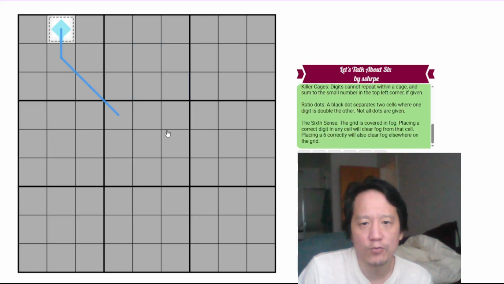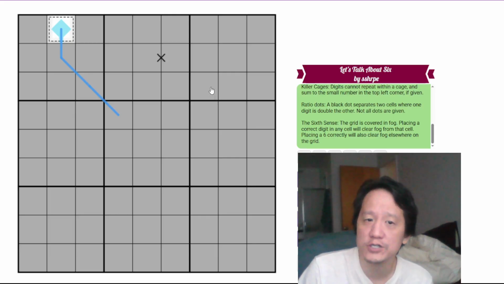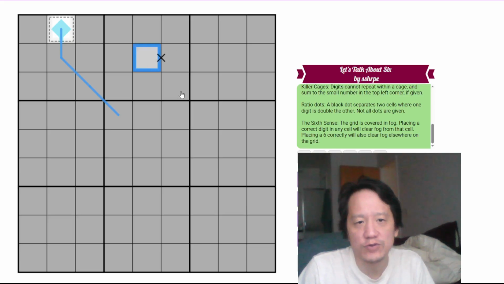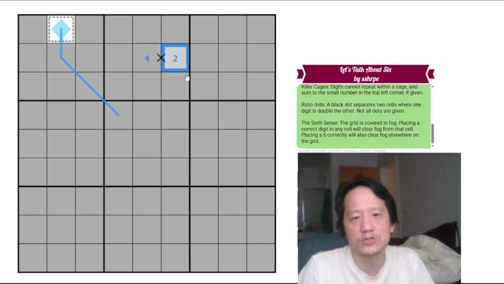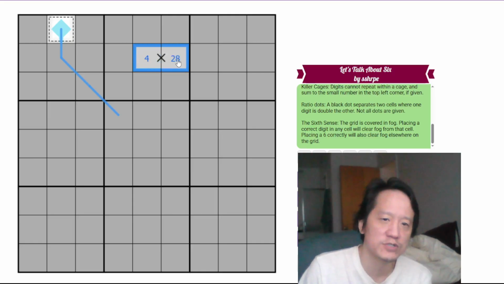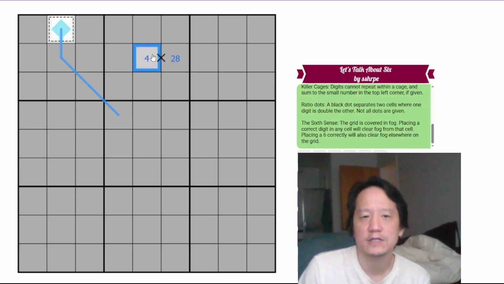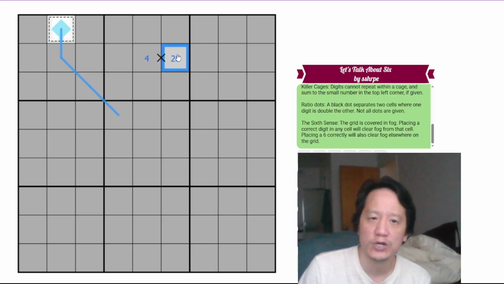We also have ratio dots or black kropki dots, another way of putting it, where a black dot separates two cells where one digit is double the other, and not all dots are given. So, for example, if this were a 4, this would have to be a 2 or an 8. And this was a black kropki dot. This would indicate that there has to be a 2 or 8 in that cell if this were 4. And that's how ratio dots or black kropki dots work.